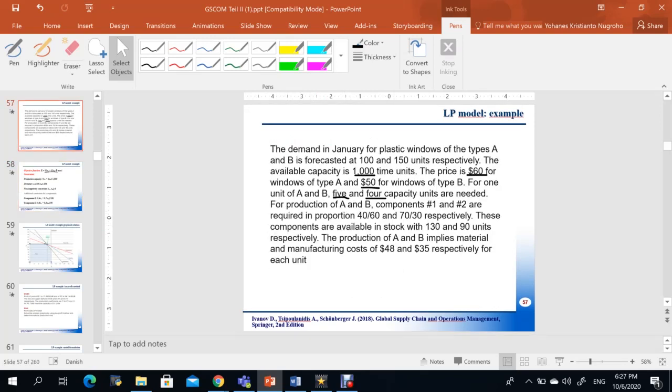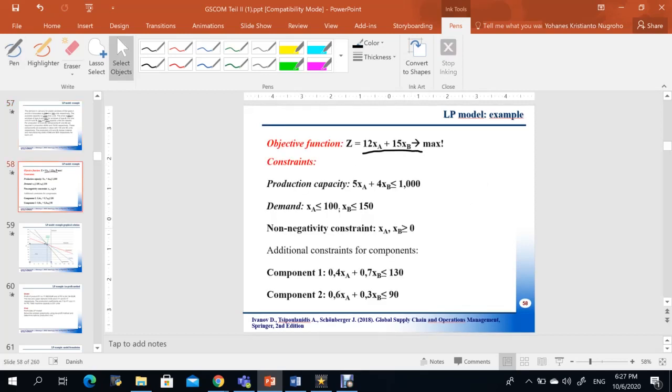We can see from here that the forecasted demand for A is 100 and for B is 150. Okay, and therefore A and B cannot be produced over these numbers. And finally, we have the non-negativity constraint, that all production should be at least equal to 0. And we also have an additional constraint for components.